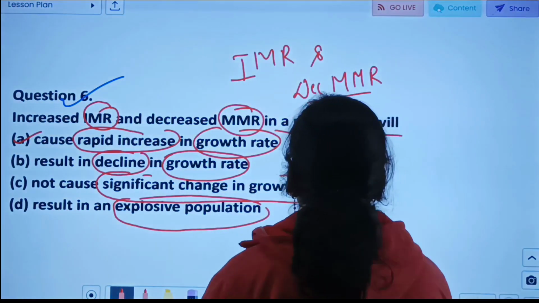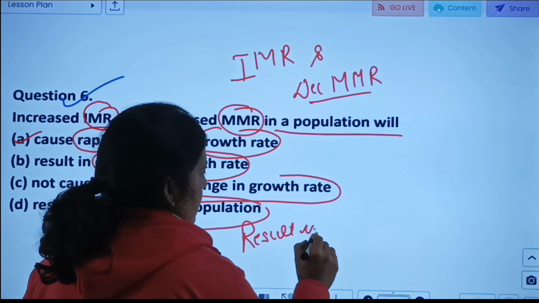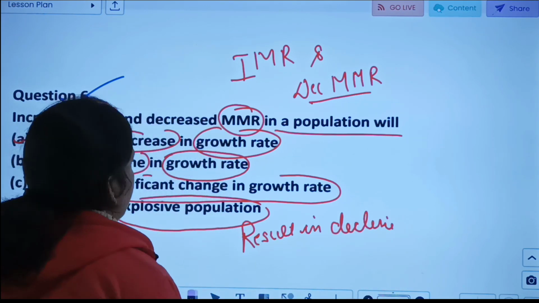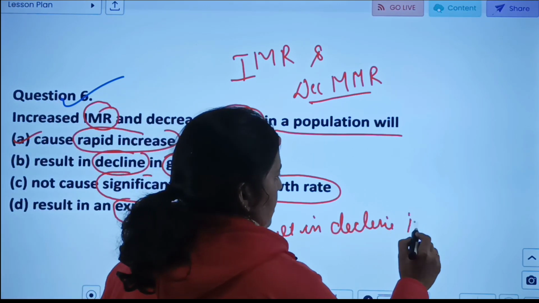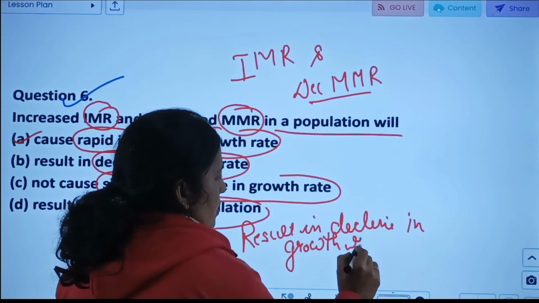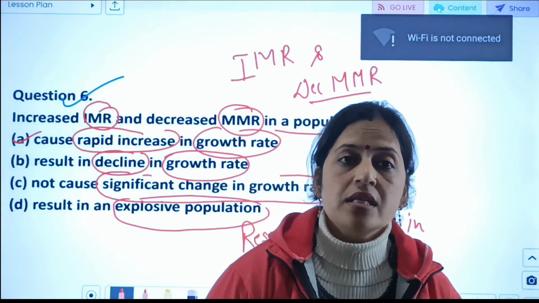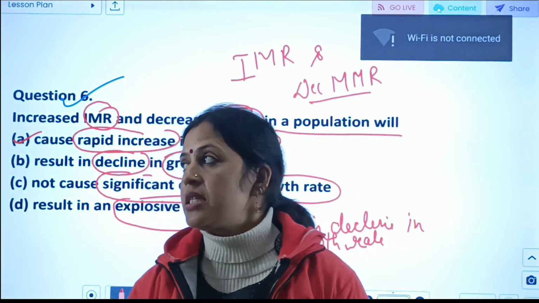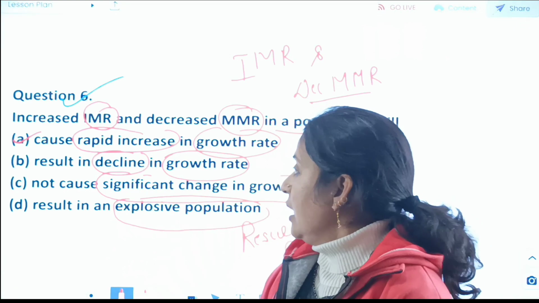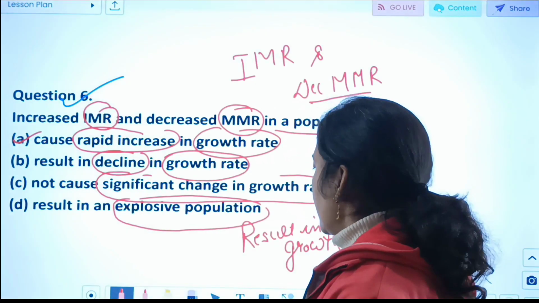Then it will result in decline in growth rate. So this is the right answer, where increased IMR and decreased MMR in a population will result in the decline in growth rate. This is the right answer for the question number 6.